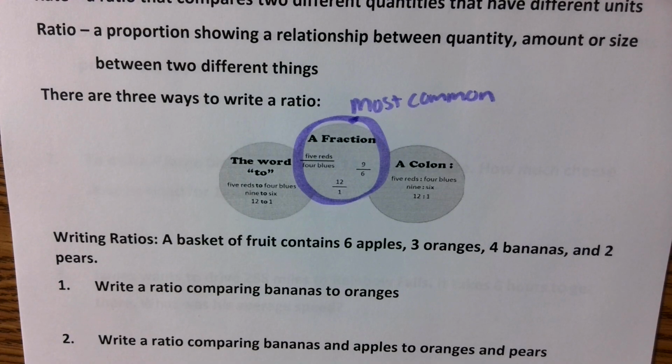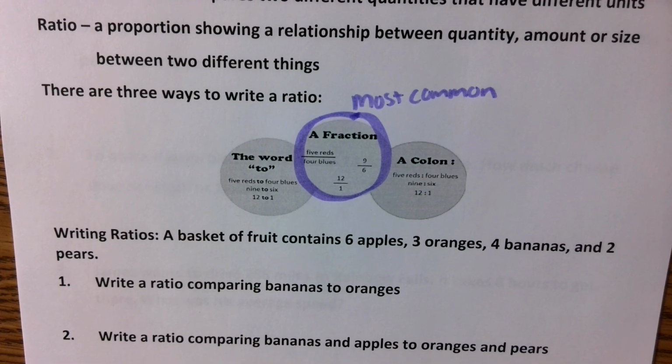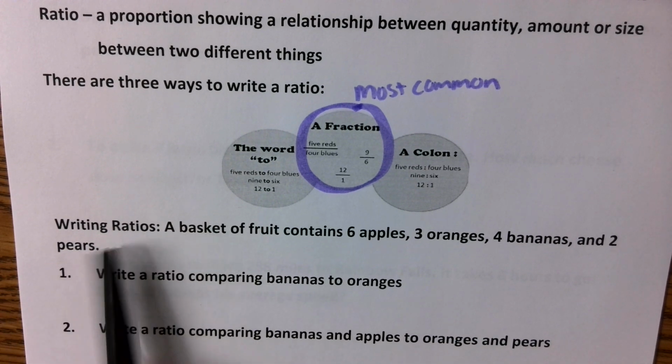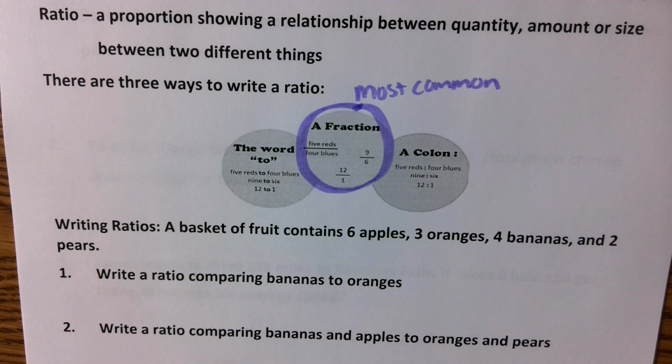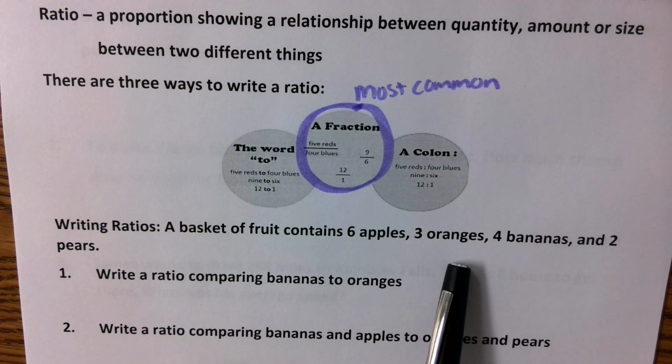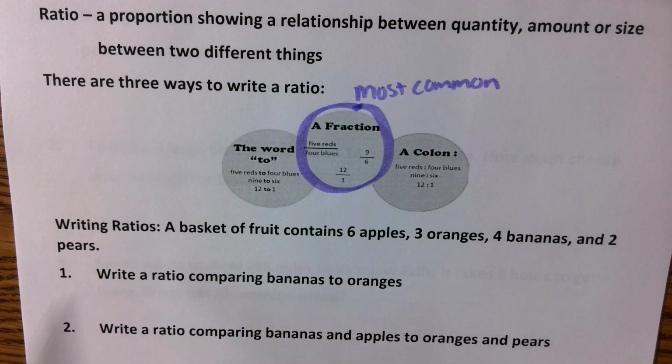And when you're writing your ratio, you write it in order as it is stated in a problem. So if I'm comparing boys to girls, then boys would be the numerator, girls would be the denominator. Okay? So you write it in the order that it is presented to you in the problem. So for example, here we're going to write a few ratios based off of a basket of fruit. So we've got 6 apples, 3 oranges, 4 bananas, and 2 pears.